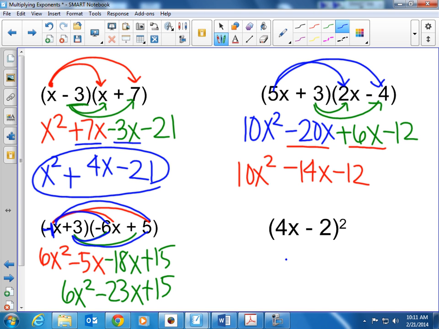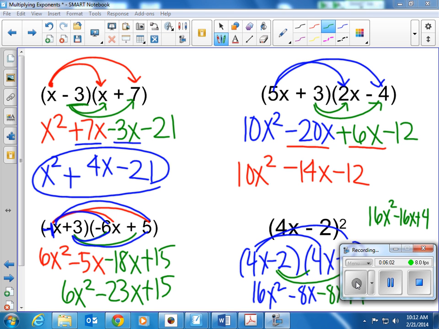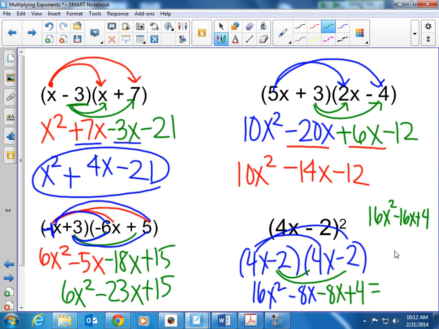Last example, I have 4x minus 2, and that whole quantity is being squared. What does that mean? Remember, that means 4x minus 2 times 4x minus 2. Okay, you should be able to do this. Press pause and work. Okay, so this is what I got. I got my final answer of 16x squared minus 16x plus 4. What about you? Okay, take a look at my work. If you have any questions, we'll address those in class.